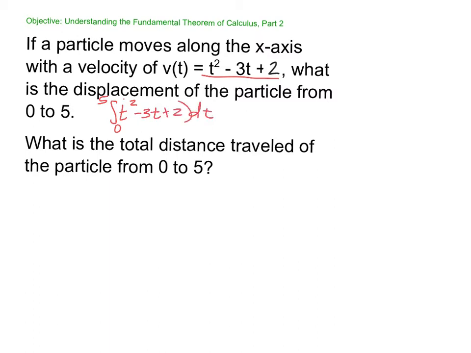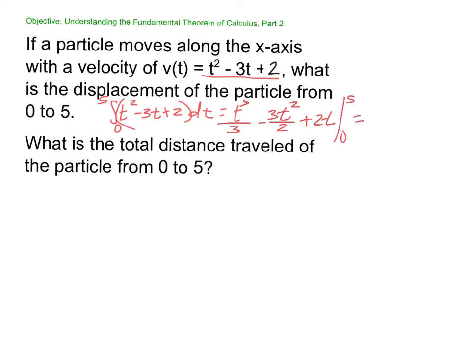We're supposed to put parentheses around there. I skip it a lot, but you are supposed to do that. So we're finding our antiderivative, t squared, t cubed over 3 minus 3t squared over 2 plus 2t from 0 to 5.